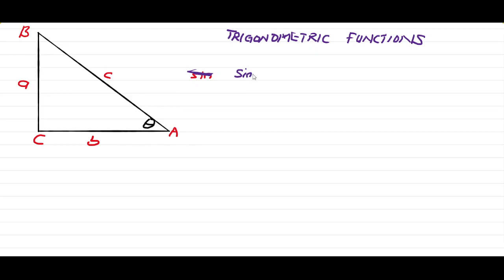Sine of theta, the sine of the angle, is equal to the ratio of the opposite side all over the hypotenuse. And if you look at this angle theta, the opposite side will be A and the hypotenuse will be C.